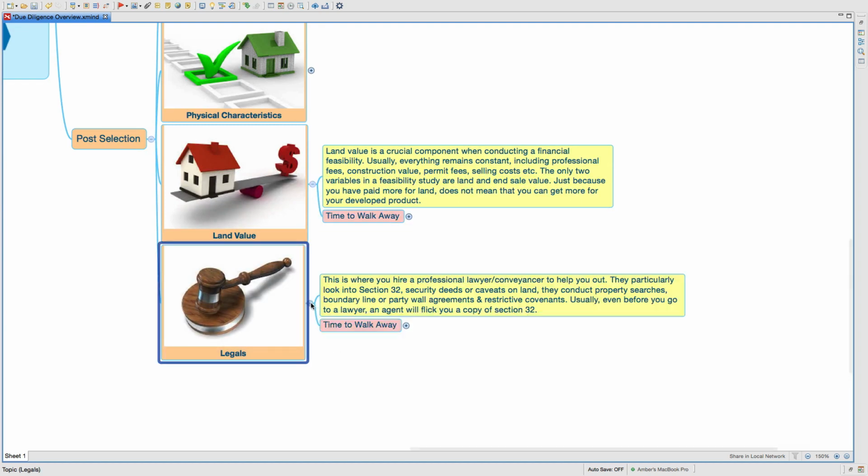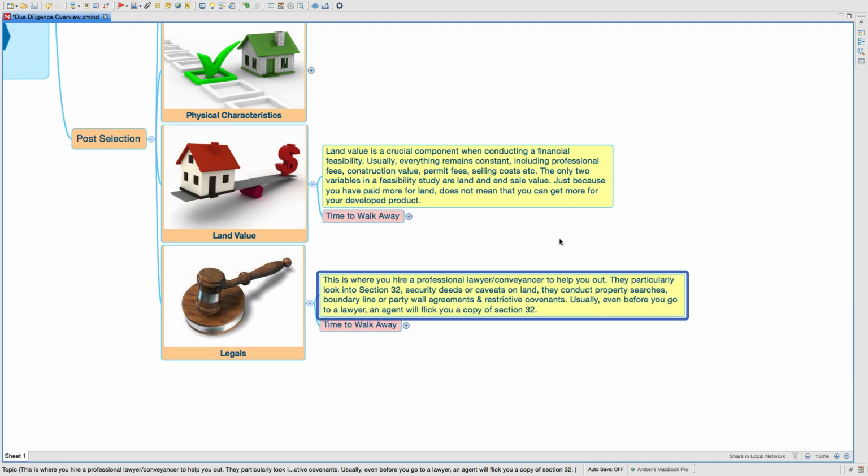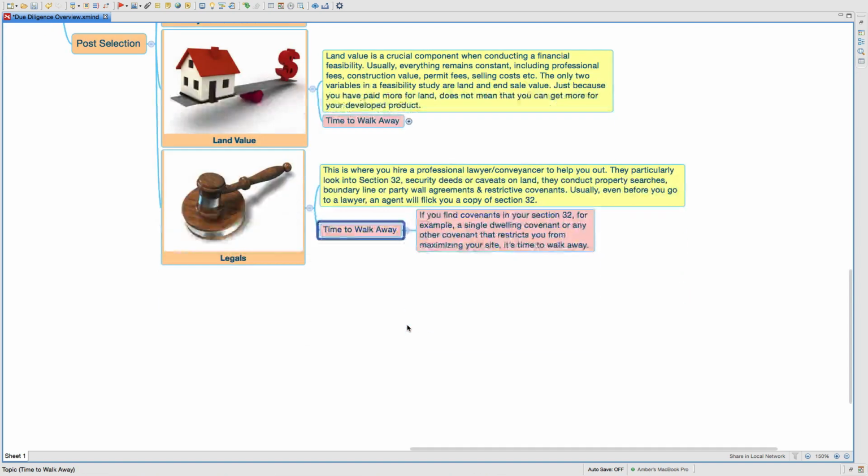One of the last things in due diligence is legals. This is where you hire a professional lawyer or conveyancer to help you out. They particularly look into the Section 32 or disclosure statement, and they find out the security deeds or caveats on the land. They conduct property searches, boundary line or party wall arrangements, and other restrictive covenants on the site. Usually, even before you go to a lawyer, an agent will flick you a copy of the disclosure statement or the Section 32.